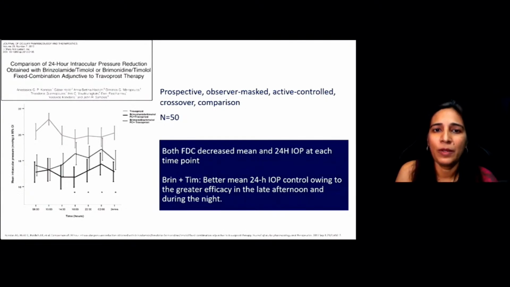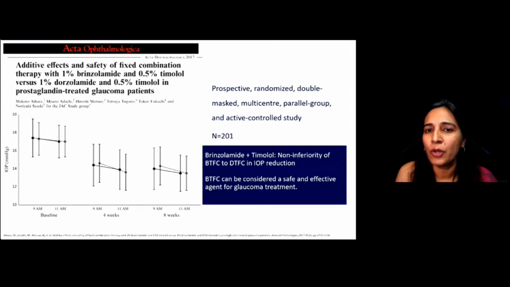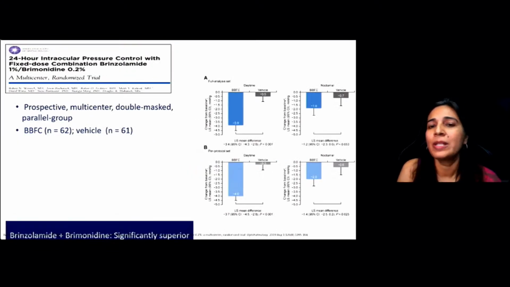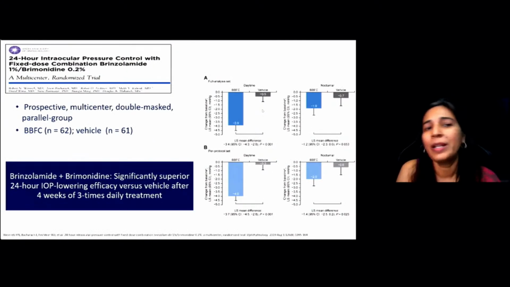Similarly, brinzolamide with timolol was found to be non-inferior to dorzolamide plus timolol in IOP reduction when added to prostaglandin-treated patients. So this can be considered a safe and effective adjunct to prostaglandin analogues for patients who require more than just the one drug. And now coming to the BBFC, the beta blocker free brimonidine plus brinzolamide FDC. Brinzolamide plus brimonidine have shown significant superior 24-hour IOP lowering efficacy when compared to a vehicle, but that's understandable again.